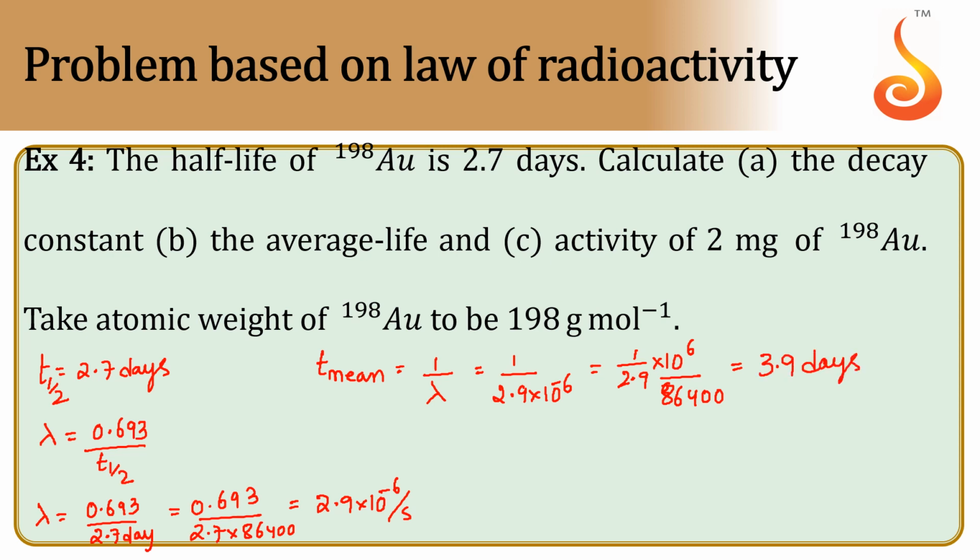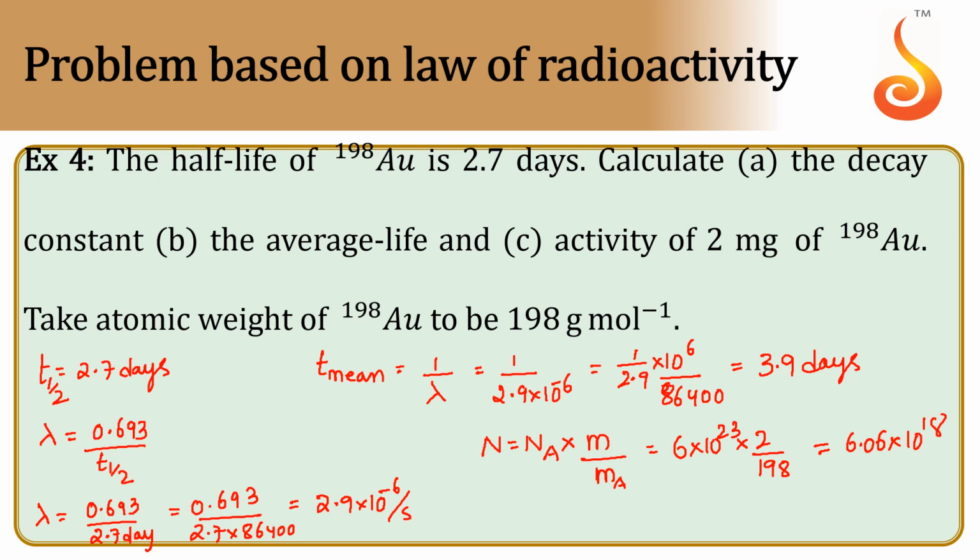And we also need to calculate the activity of 2 mg. For that we need to know the number of nuclei. So N is equal to Avogadro number times mass of the given element by atomic weight. So Avogadro number is 6 into 10 power 23 and mass is 2 mg by 198 gram. So by simplifying, what we get is 6.06 into 10 power 18.